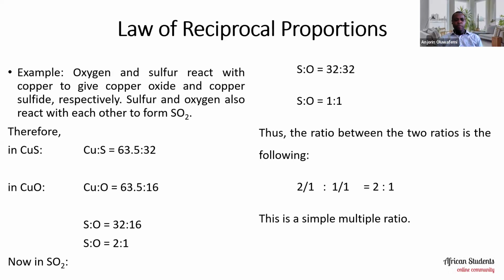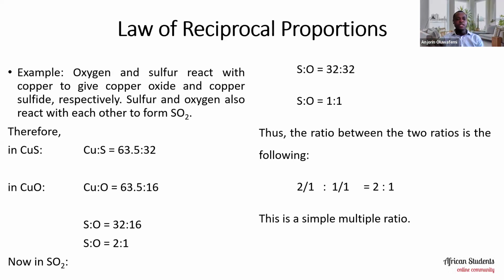Now, what you have in copper and sulfur is copper sulfide, and the ratio is copper combining with sulfur. The relative atomic mass of copper is 63.5, and that of sulfur is 32. Now, that's in CuS.